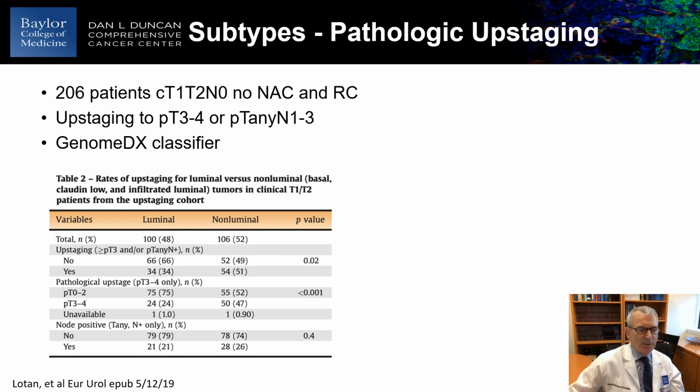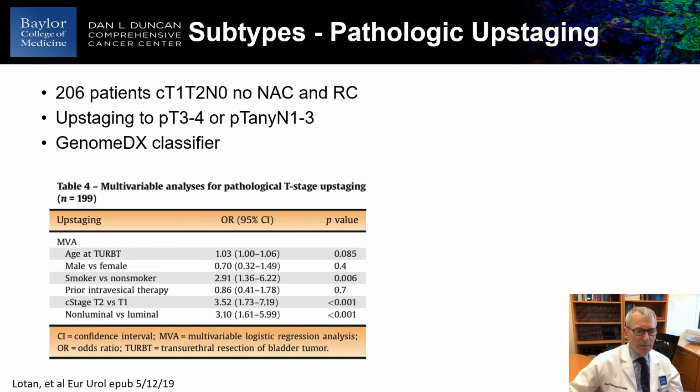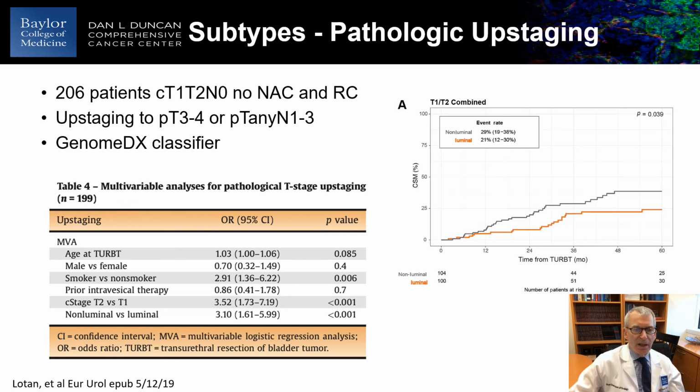And what you can see here in Table 2, this is published in European Urology, is that the luminal tumors, which generally make up about a quarter to a third of patients, had a lower rate of upstaging overall, including pathologic T3, T4, or node positive disease. And then in this table, you can see that it was an independent predictor of pathologic upstaging, in addition to smoking status and clinical stage T2 versus T1. And then when you looked at outcomes of cancer-specific mortality, the luminal tumors had better outcomes than non-luminal, and this is what we would expect from all the molecular data that have been reported by multiple groups looking at subtype.